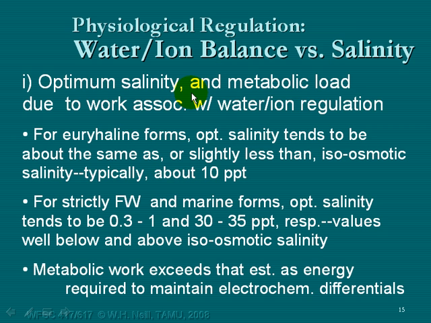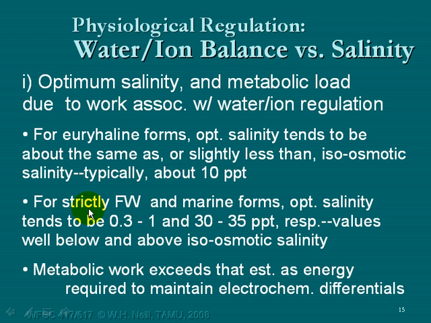Okay, here we come to the problem of work, metabolic load, optimum salinity. For euryhaline forms, it looks like the optimum salinity tends to be about the same or slightly less than the isoosmotic salinity, which is typically around 10 parts per thousand. In other words, if you put them at all kinds of levels of salt water, experimentally, they perform better around 10, and that's true for cyprinids, and it's probably true for shrimp as well.